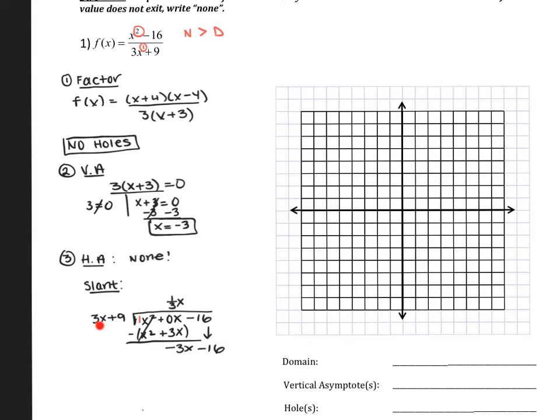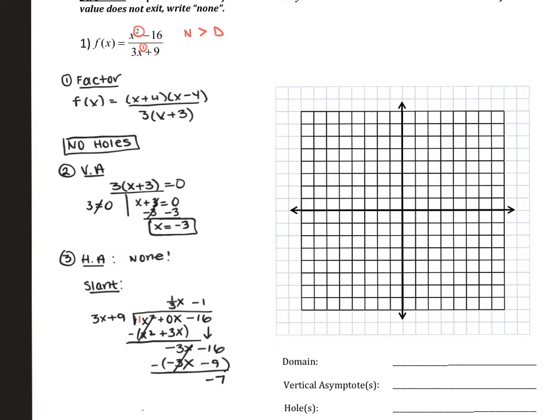And now what do I multiply 3x by to get negative 3x? You should be thinking negative 1, and then we multiply. Negative 1 times 3x is negative 3x, and then negative 1 times 9 is negative 9, and we subtract. Then we have negative 16 minus negative 9, which is the same thing as negative 16 plus 9. So go ahead, type that into the calculator and hit resume when you're ready. Okay, so you should get negative 7.